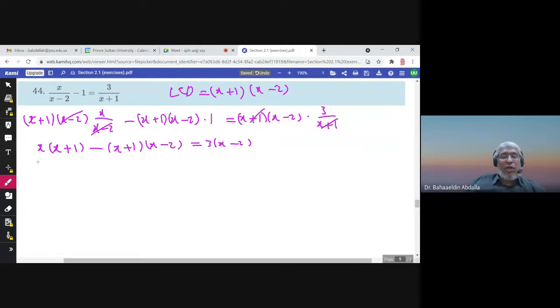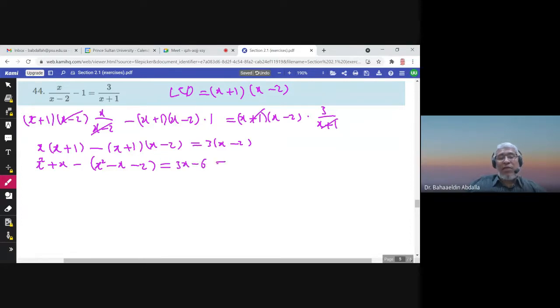Good. Now expand. X squared plus x minus. X times x, x squared. The inner is x, the outer is negative 2x. Negative 2x plus x is minus x. Negative 2 times 1 is negative 2. And do not forget the minus sign outside.